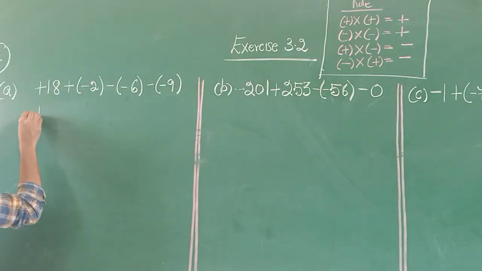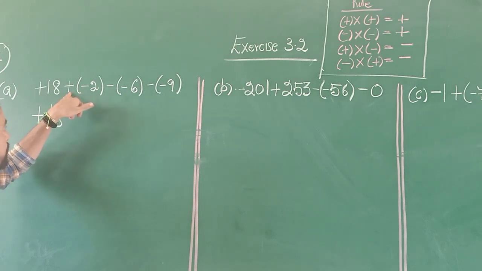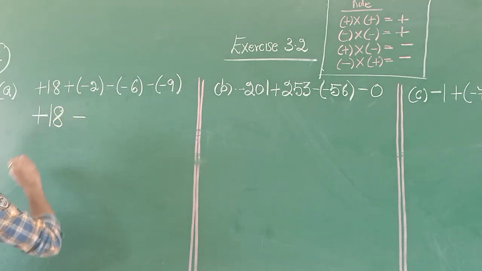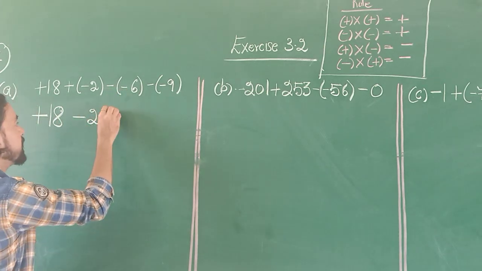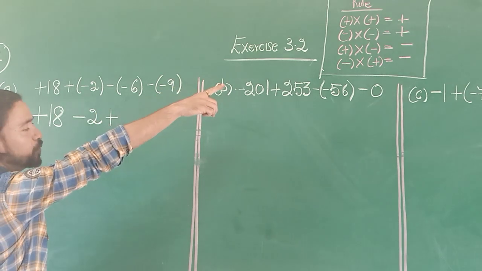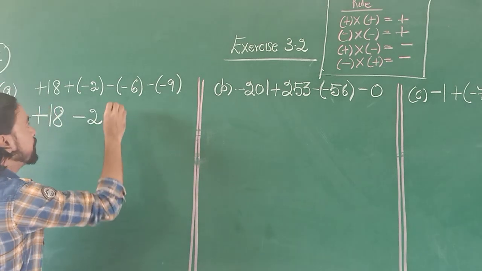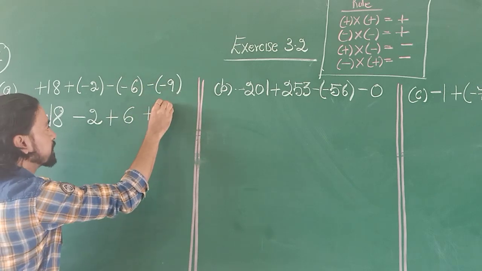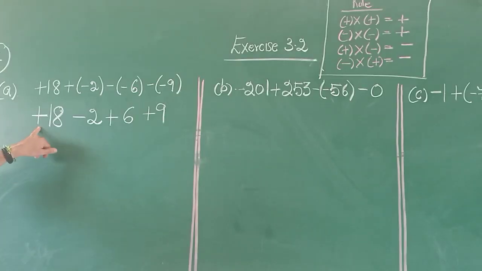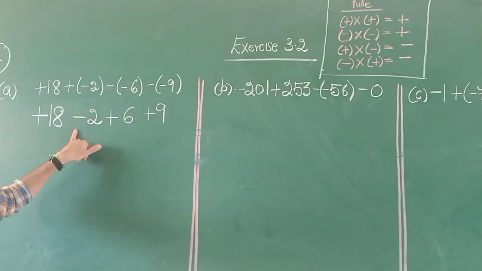So plus 18 remains as plus 18. I have to remove this bracket, so I multiply what's outside the bracket with what's inside the bracket. Plus into minus gives me minus 2. Minus into minus gives me plus. Look at that rule. Make sure that you write that rule just above question number 7a. Minus into minus, plus 6. Minus into minus, plus 9. So now I have got a positive 18, a positive 6, a positive 9 and a negative 2.